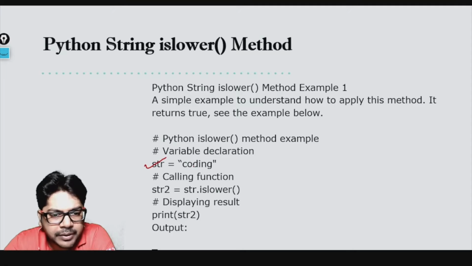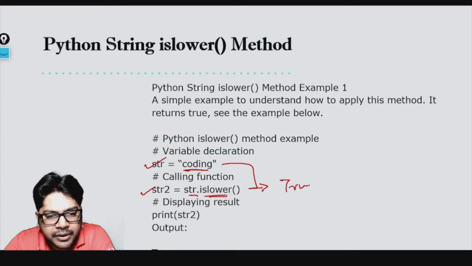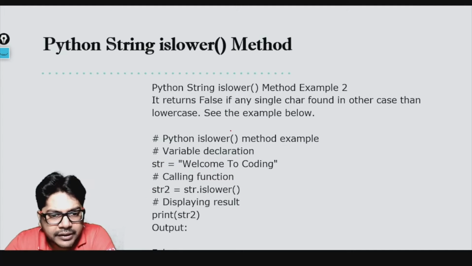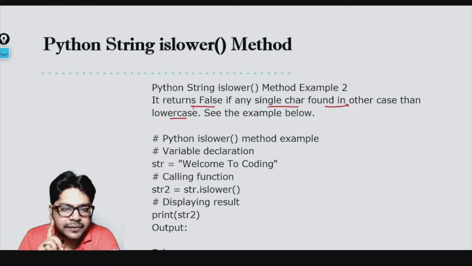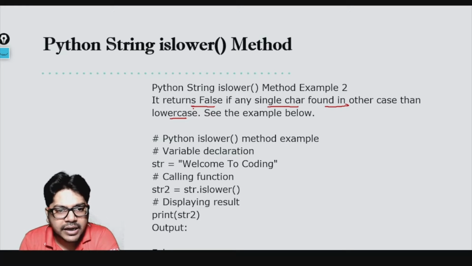Here we have a variable str equal to coding, and we are writing str2 is equal to str dot islower. This should return true. Why? Because all the letters in coding are in small letters. Let us have another example. It returns false if any single character is found in a case other than lowercase. If any single character is found in uppercase, then it is going to return false.